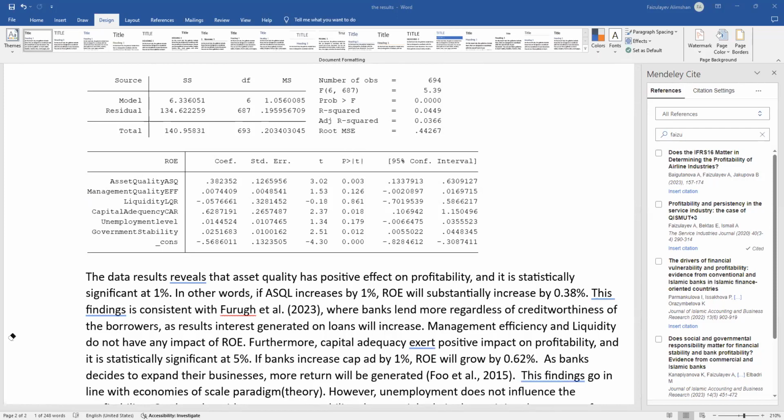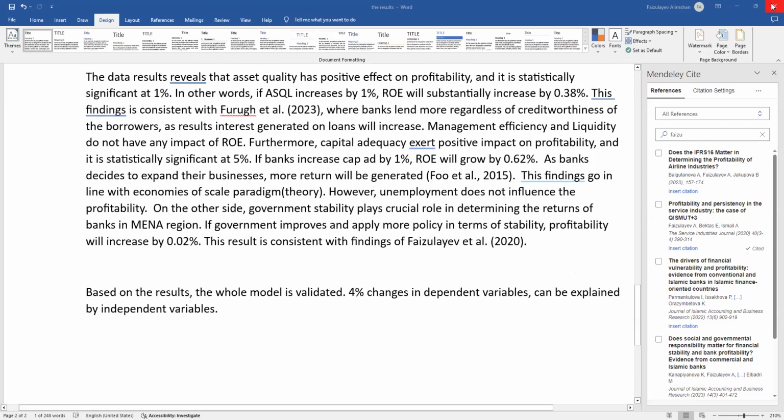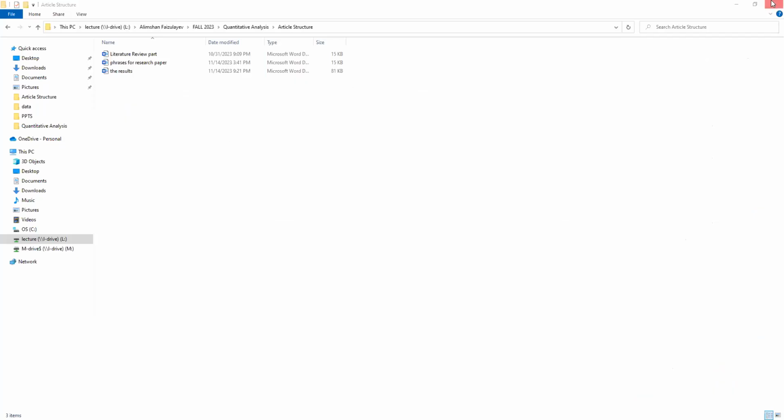Any question? Okay. I saved it. It's there. So Mendeley is here. Stop.